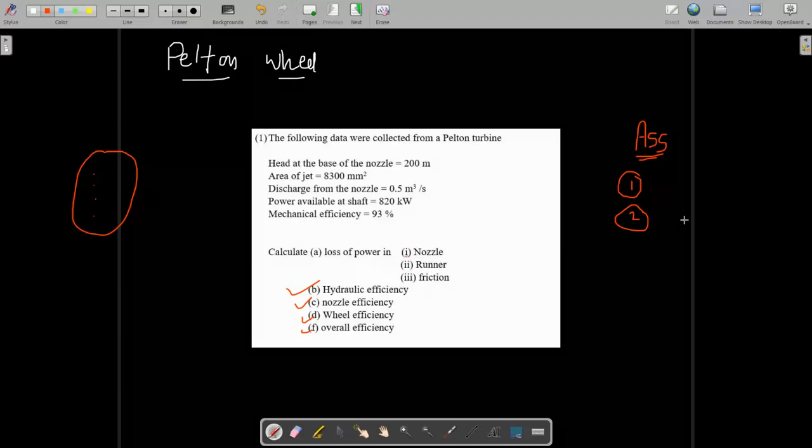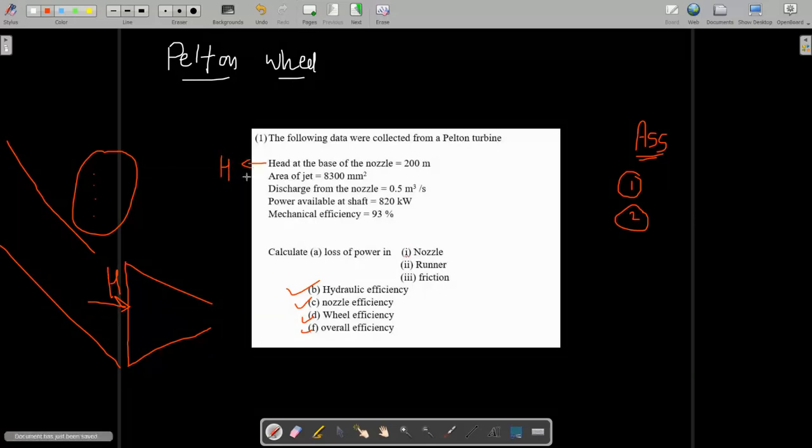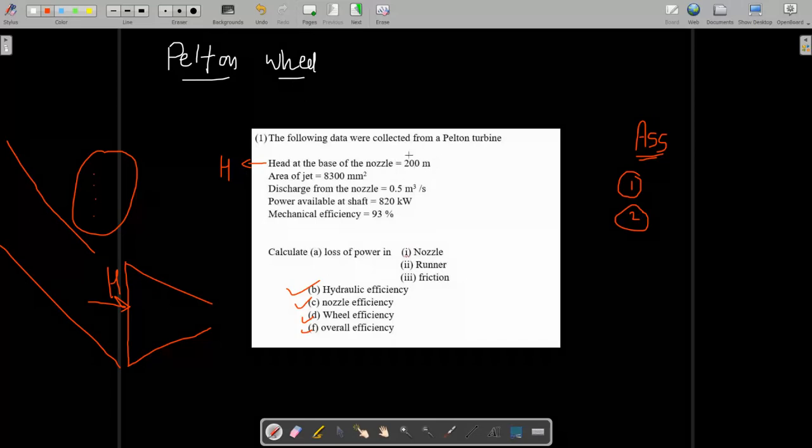Okay, so let's start. First of all, what is the data? The data is that the head at the base of the nozzle is 200 meter. That means at the entry of the nozzle, suppose this is a nozzle, and water is coming from the penstock like this. Here, what is the head? That is called net head, it is known as H. We will write it as H. So at the base of the nozzle it is 200 m.